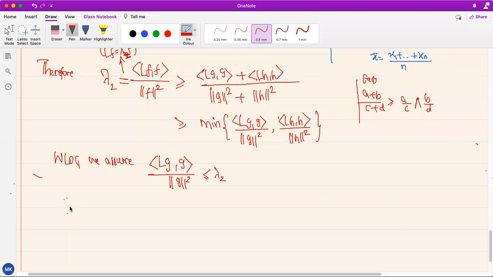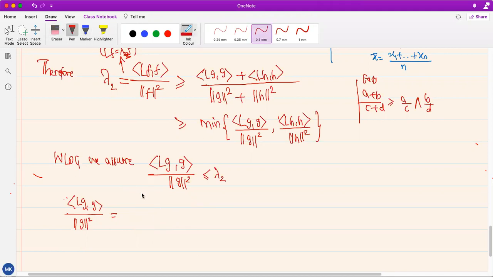Okay. Now we have to analyze LG inner product G over norm G square. What we are going to do is the following. There is a little bit of a non-triviality here. We will write this as LG inner product G over norm G square, and I will multiply and divide by some quantity. So let's write what this is.